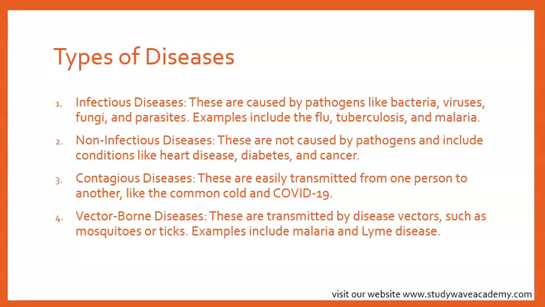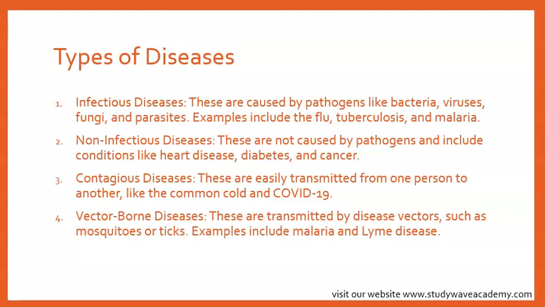Vector-borne diseases. These are transmitted by disease vectors such as mosquitoes or ticks. Examples include malaria and Lyme disease. Okay? Some diseases are carried by bugs like mosquitoes and ticks. These bugs can bite you and make you sick. Examples include malaria from mosquitoes and Lyme disease from ticks. So bugs like mosquitoes and ticks can bite you and make you sick by carrying germs, okay? So these are the types of diseases we have: infectious diseases, non-infectious diseases, contagious diseases, and vector-borne diseases. Okay, do we understand?